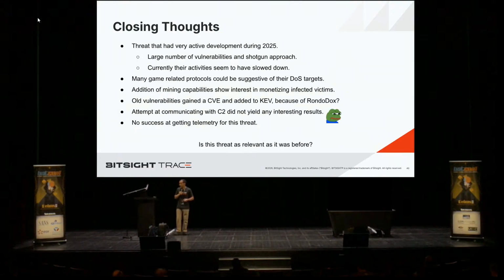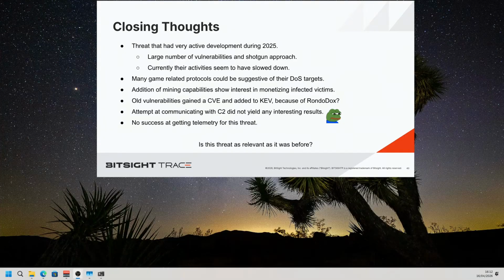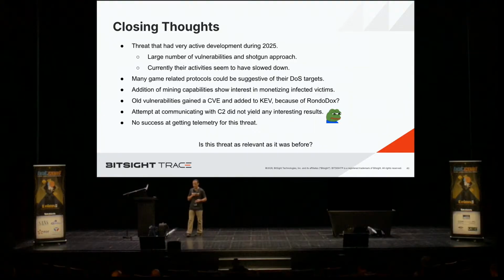So I'm pretty much closing here. As we saw, this was a very active threat during 2025. They had a lot of changes, a lot of vulnerabilities. This shotgun approach is kind of a lazy way to do it, because you're just throwing everything you have at an open port and seeing what happens. Currently, the activity seems to have slowed down, although like I mentioned initially, in February it seems to have picked up a little pace. They added 1 or 2 new vulnerabilities.